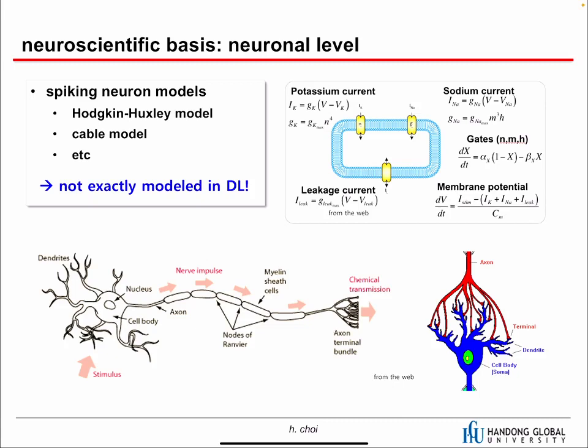Now, let's talk about the neuroscientific basis for neural networks. Some people might ask this simple question: where did this neural network come from? Think about other machine learning algorithms like KNN or K-means or mixture of Gaussians. These algorithms are not from nature. Actually, we invented them. We created these algorithms based on some logic or some ideas.